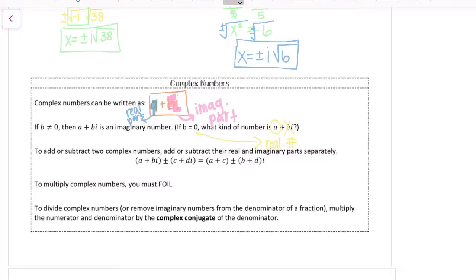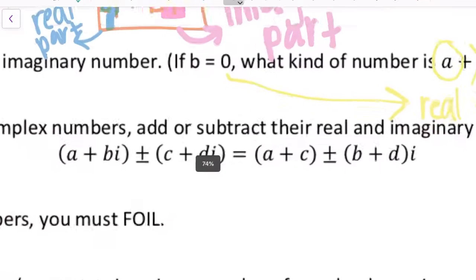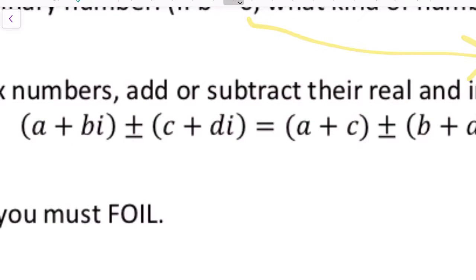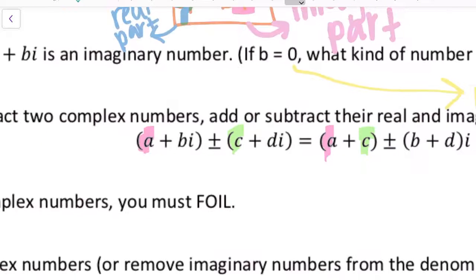Then to add or subtract two complex numbers, you just combine like terms. So if you've got a plus bi and then c plus di, you combine the two real parts. We're not squaring anything, we're just adding. It's kind of like if you have 3 plus 4x plus 7 plus 9x.